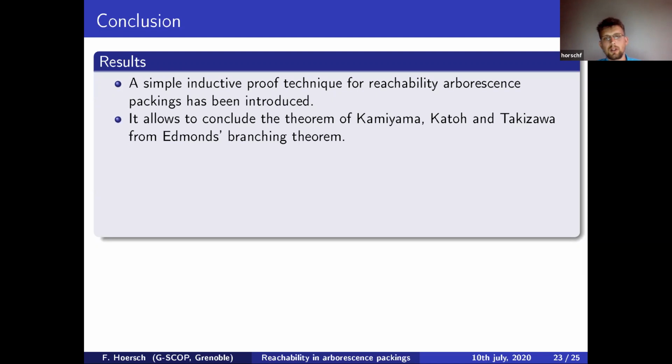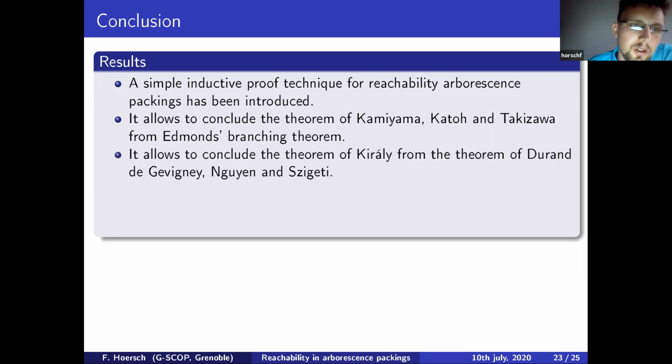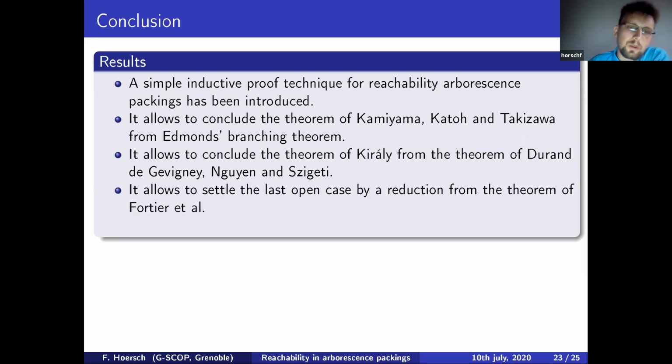It allows to conclude the theorem of Kamiyama, Kato, and Takizawa from Edmonds. This is still called the branching theorem, but this is Edmonds' strong theorem. In the original version, it was called the branching theorem because he starts basically in a setting with several roots for each arborescence. But this is Edmonds' strong theorem that I mentioned before. In the same way, as I showed you, we conclude the theorem of Kira from the theorem of Durand de Gevigney, Nguyen, and Szigeti. And we managed to complete this table I just showed you. And all proofs are algorithmic.